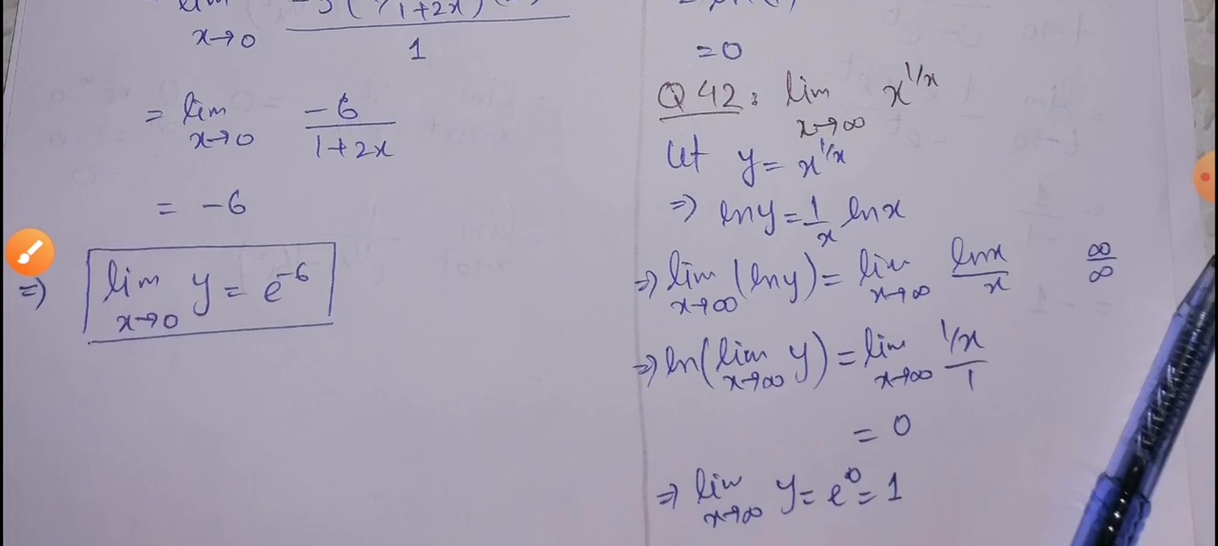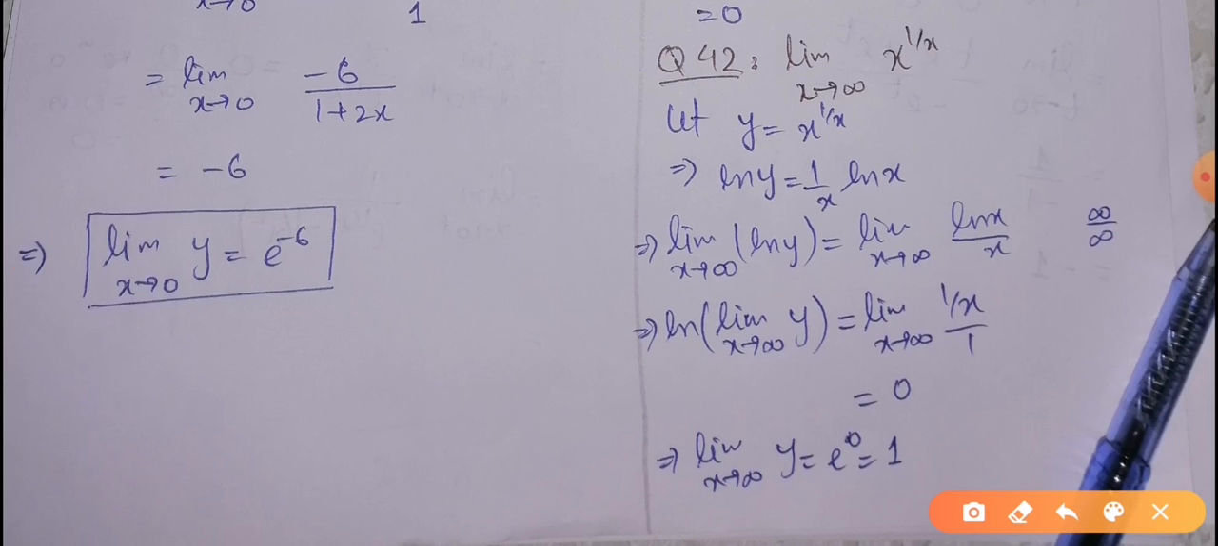Next we have question number 42. Limit x approaches infinity, x raised to the power 1/x. Again we have a variable in the power or exponent, so we will take ln on both sides. For this, we let y be x raised to the power 1/x, taking ln on both sides. ln y is equal to 1/x times ln x, that is, we have shifted the exponent or power into the coefficient.